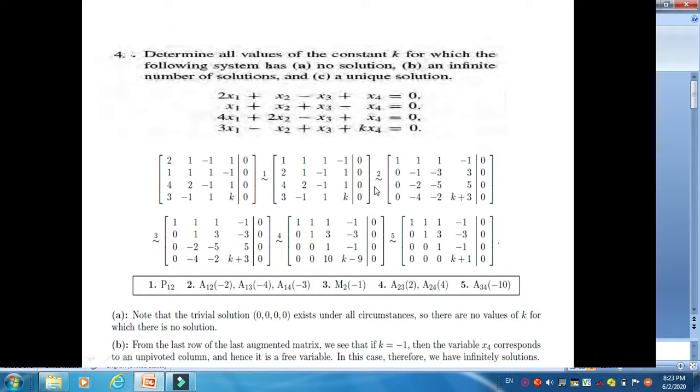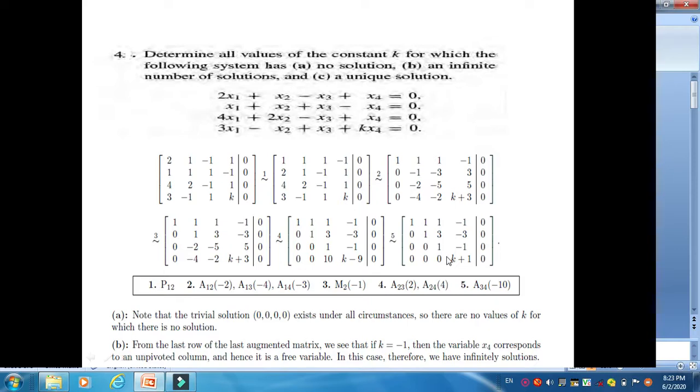Right? So what is the required thing? First question, no solution. So what does it mean, no solution? The lemma tells us that if the rank of the coefficient matrix is less than the rank of the augmented matrix, the system is inconsistent.